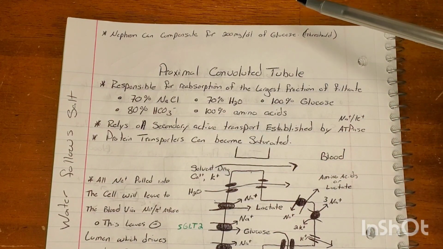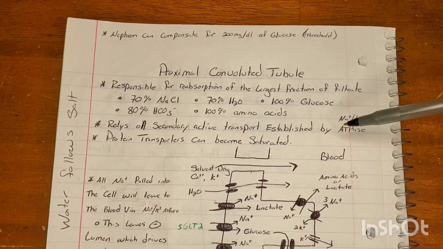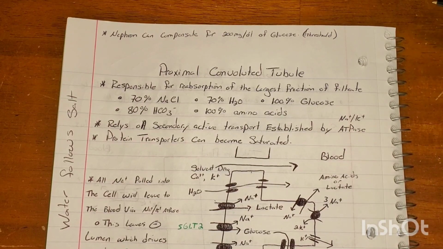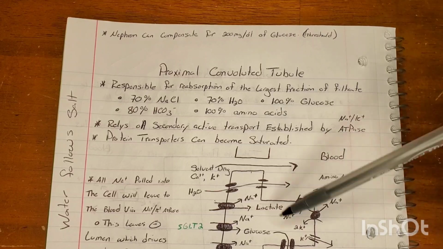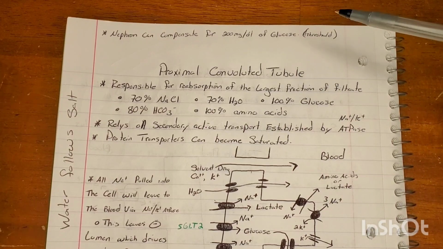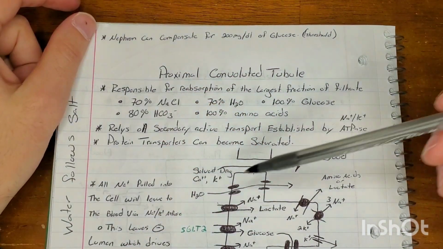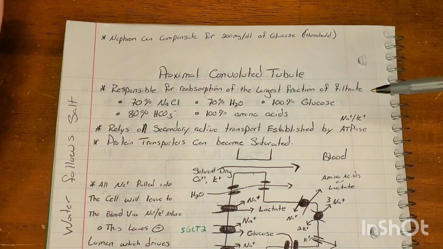It relies heavily on secondary active transport established by sodium-potassium ATPase pumps. And you can see those throughout the whole body, but throughout the kidney, that's what's going to be establishing this gradient. And once it's in the blood, it's going to be taken away. So this gradient is continually going this way, especially for the sodium.